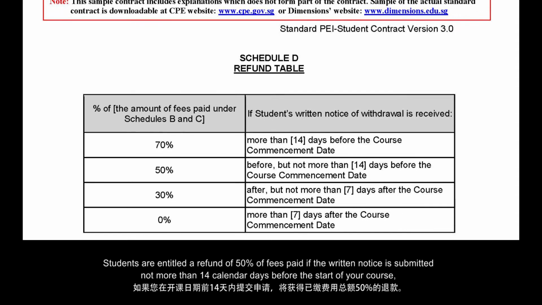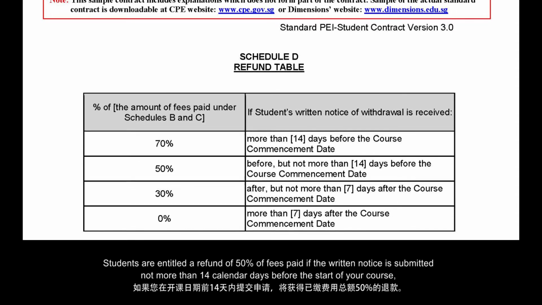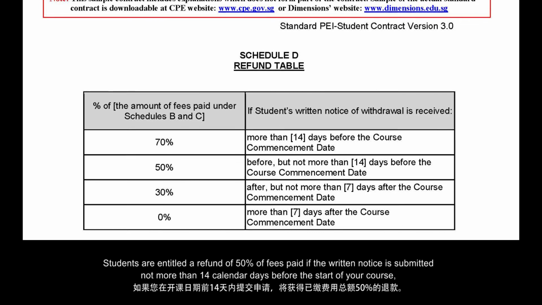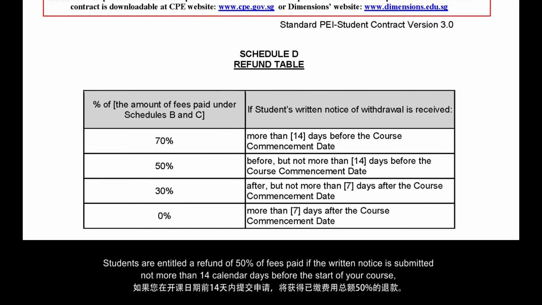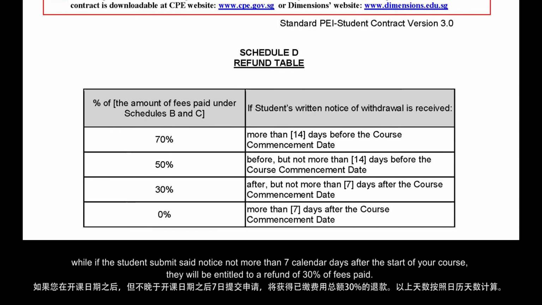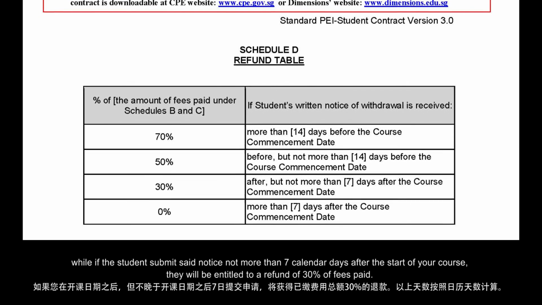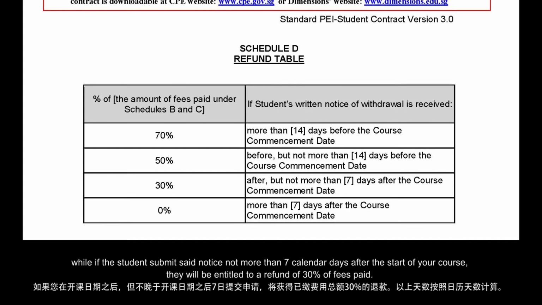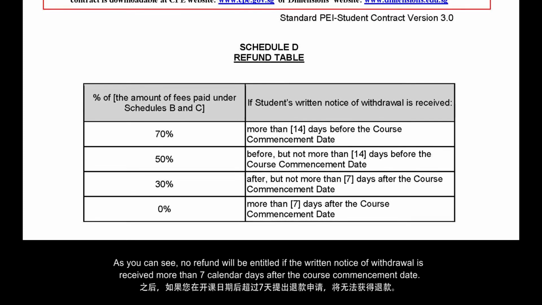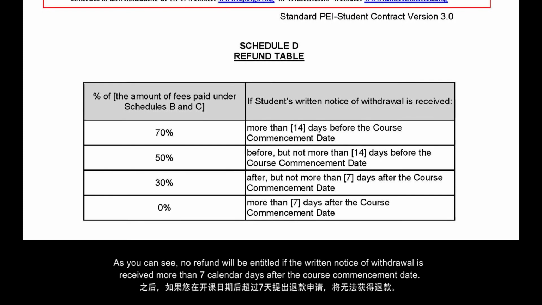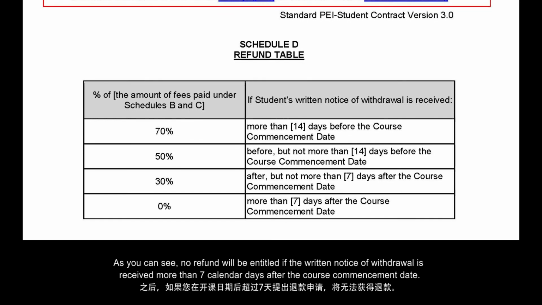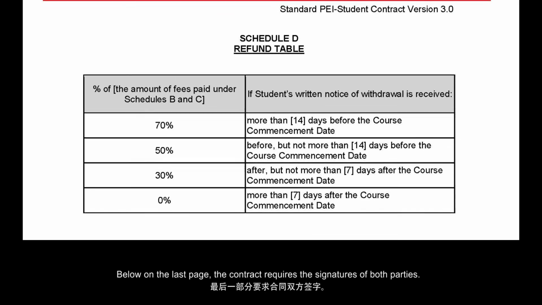Students is entitled a refund of 50% of fees paid if the written notice is submitted not more than 14 calendar days before the start of your course, while if the student submits said notice not more than 7 calendar days after the start of the course, they will be entitled to a refund of 30% of fees paid. As you can see, no refund will be entitled if the written notice of withdrawal is received more than 7 calendar days after the course commencement date.